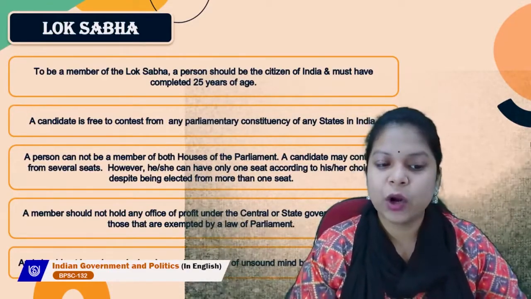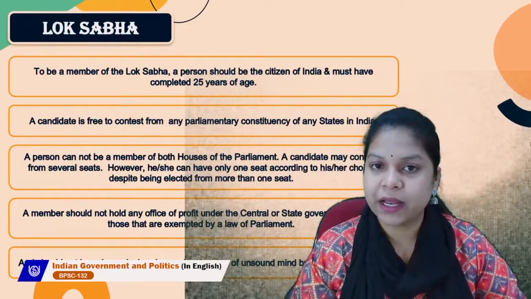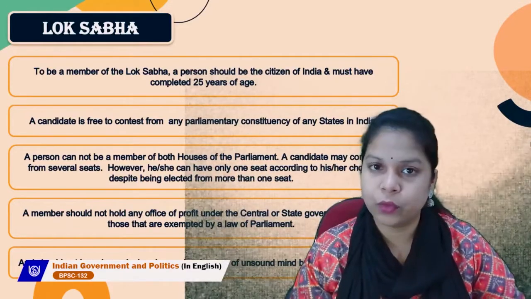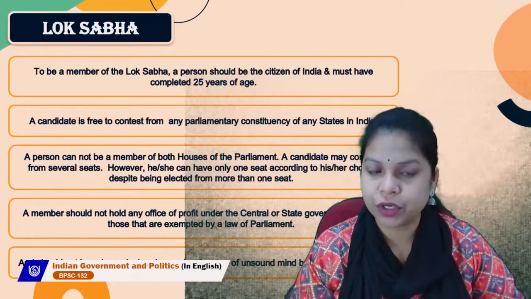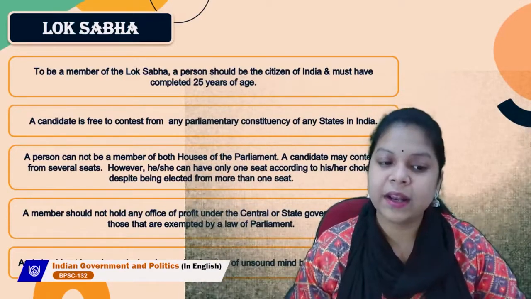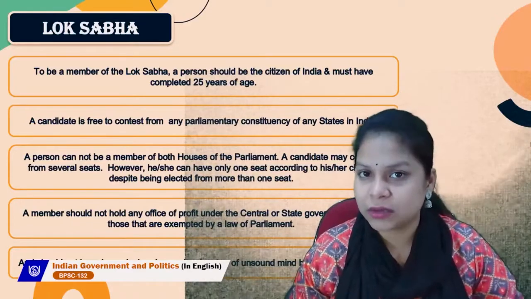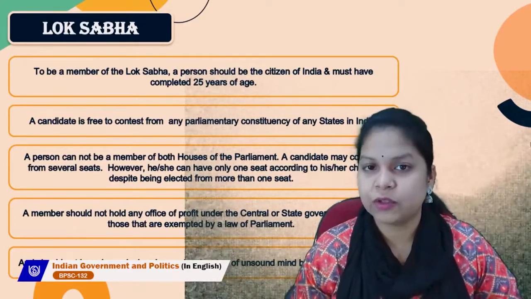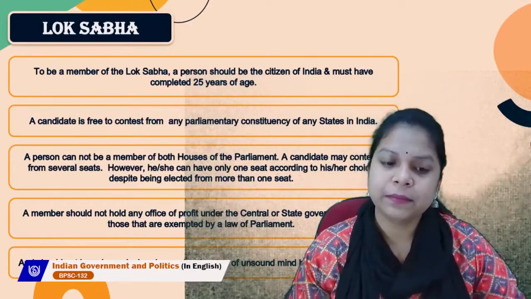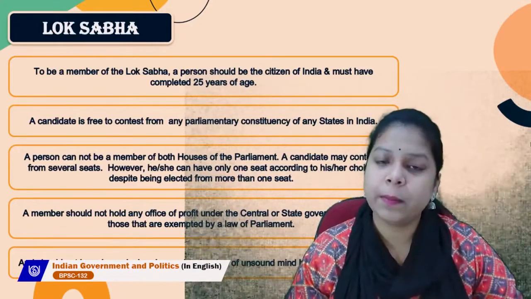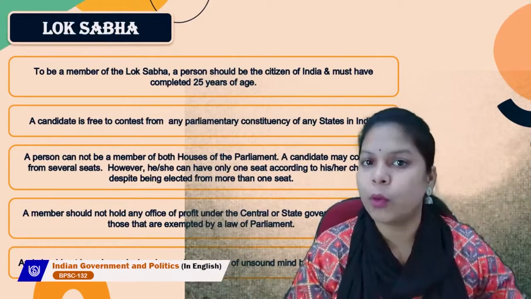A person cannot be a member of both houses of the parliament. Here is also one of the rules prescribed in our constitution, that a person cannot be a member of both the houses of parliament. So what are the two houses? Lok Sabha and Rajya Sabha. At the same time, simultaneously, a person cannot belong to both houses.